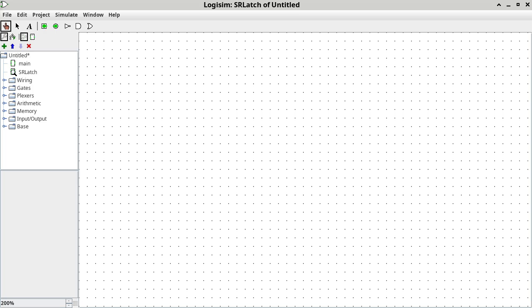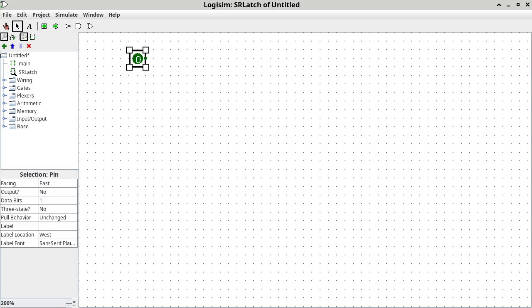Okay, we need to pull two input pins. So one is S, the other one is R. And let's go ahead and label these two accordingly. This is S and this is R. We have two output pins. So the two output pins would be one we call Q, and then the other one we call NQ. Okay, there we go. This is NQ.